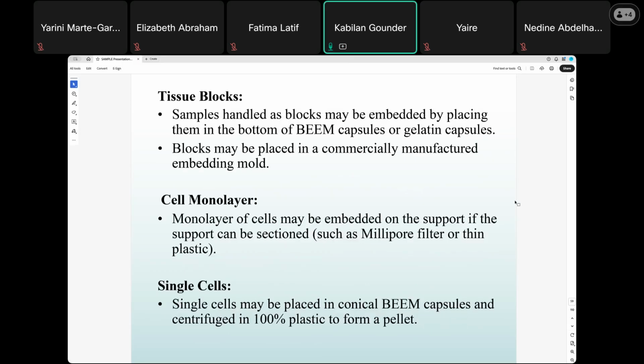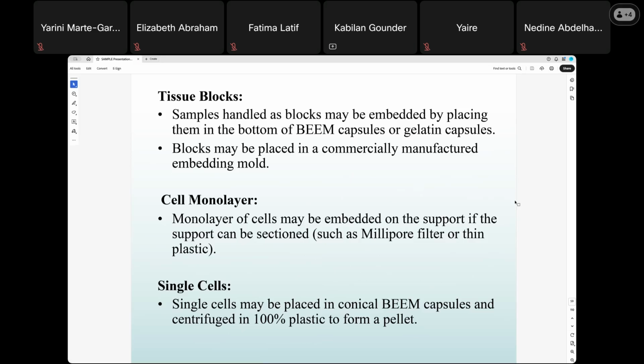So always we are handling different types of materials: bacteria, fungus, different tissue types. You can use animal tissues, human tissues, cell lines, spores. There are so many different types of materials you use. So for those reasons, we can use different types of molds to pour this. One of them is tissue blocks.